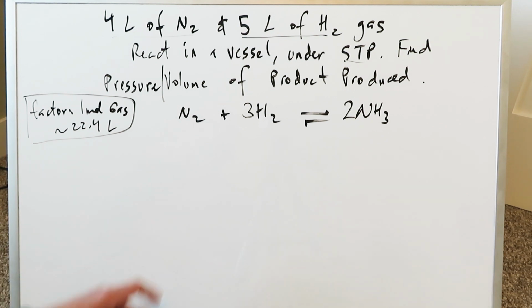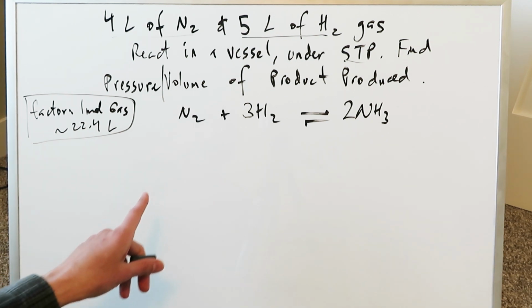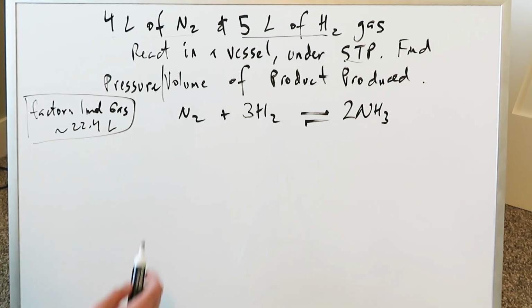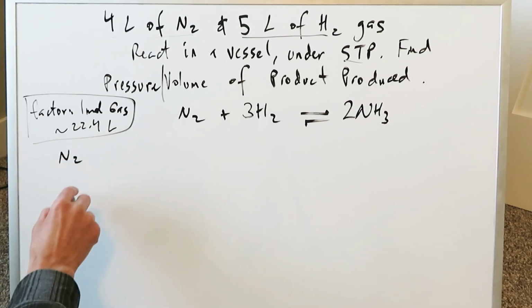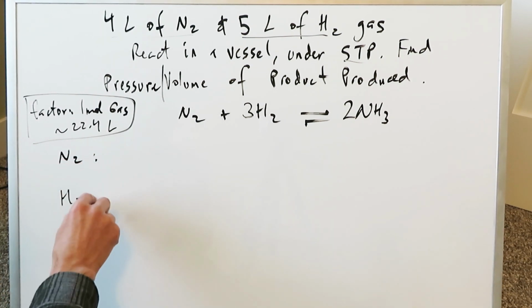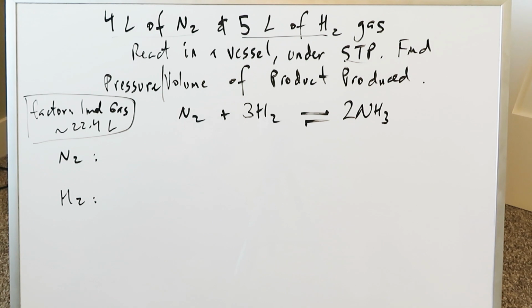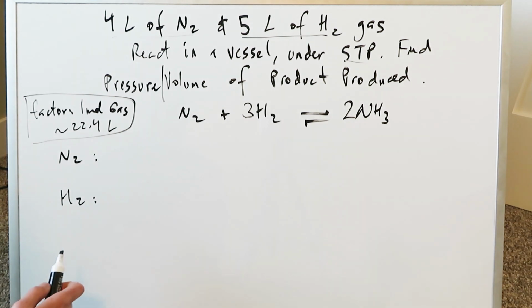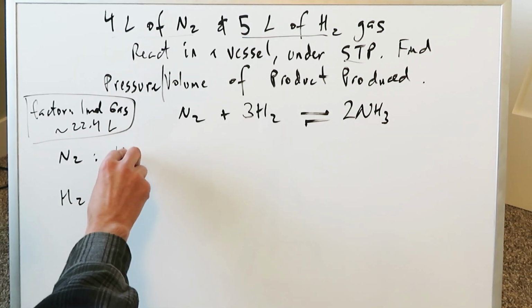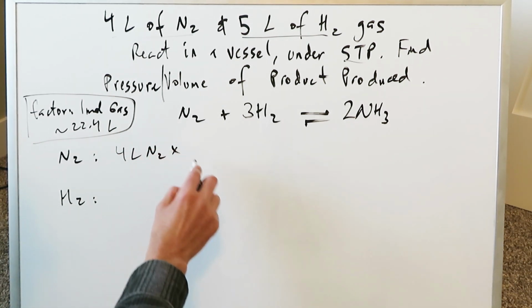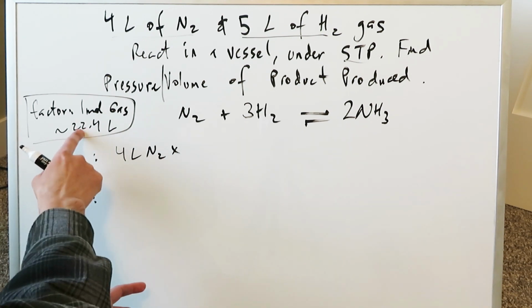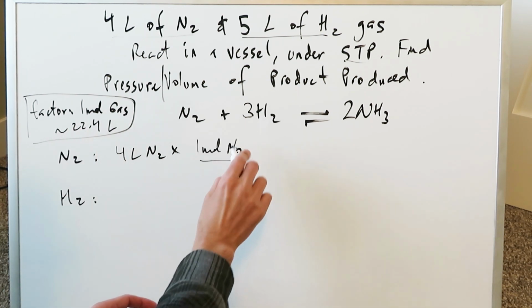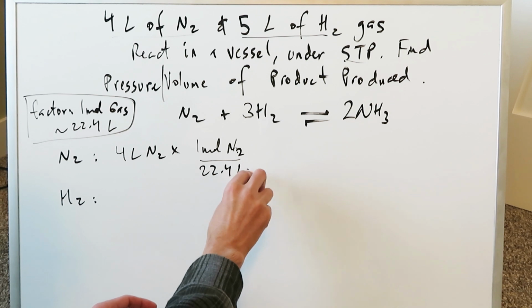You have to determine what the limiting reagent is, because nothing here is infinite. Everything here is finite. We'll do everything here for nitrogen, we'll do everything for hydrogen. This conversion factor will come into play in terms of you determining which one is the limiting reagent, because we have only volumes given over here. Let's look at nitrogen. We have 4 liters of nitrogen. You're going to multiply it by this conversion factor. You have 1 mole of nitrogen gas which occupies 22.4 liters.